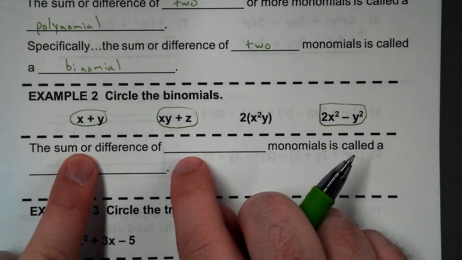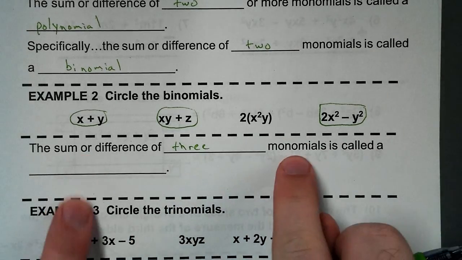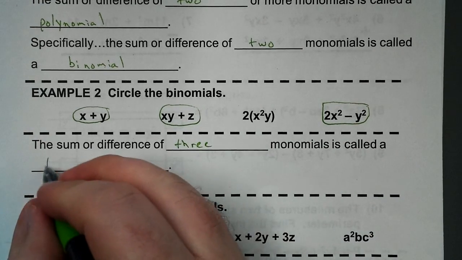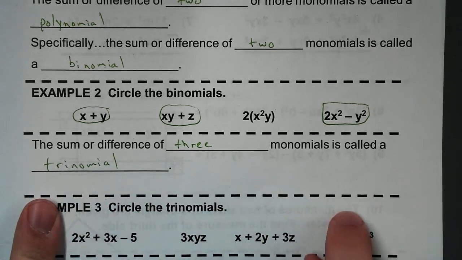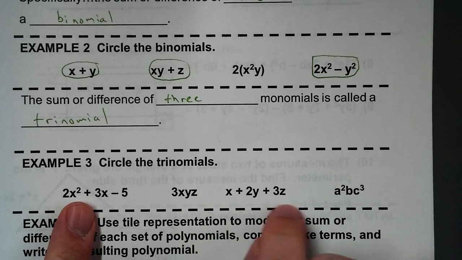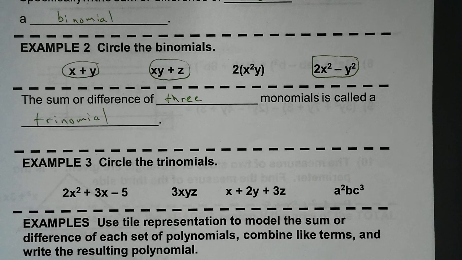Okay, now the sum or difference of three monomials is called a trinomial. I want you to try now to circle all the trinomials from this group. I'll give you about 10 seconds. Ready, set, go.